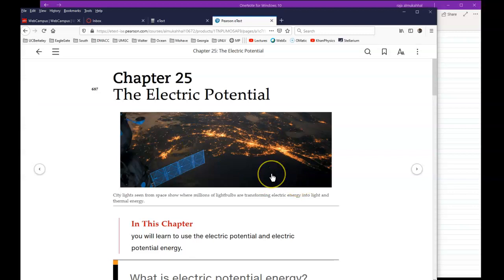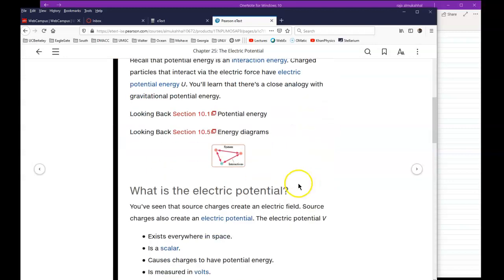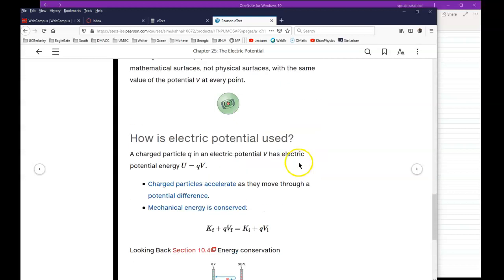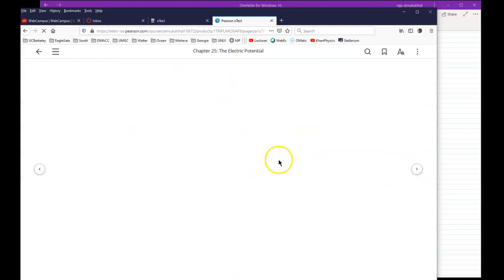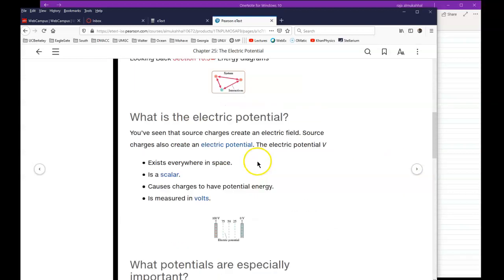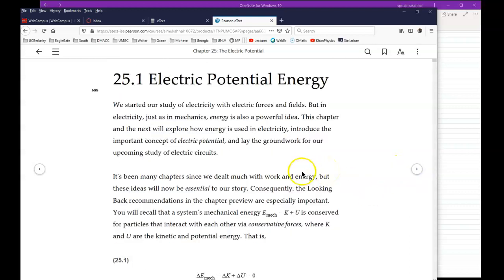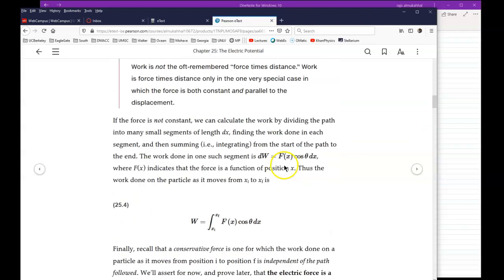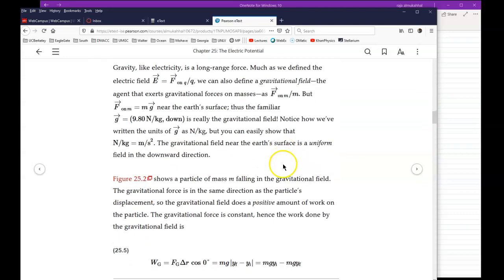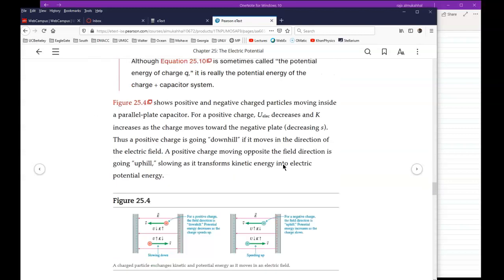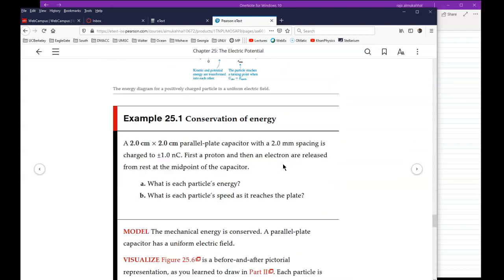And that's in section 1. So I can just scroll down. I should be able to see it. Oh, next page. Bear with me until I find it. There we go. Here, conservation of energy, example 25.